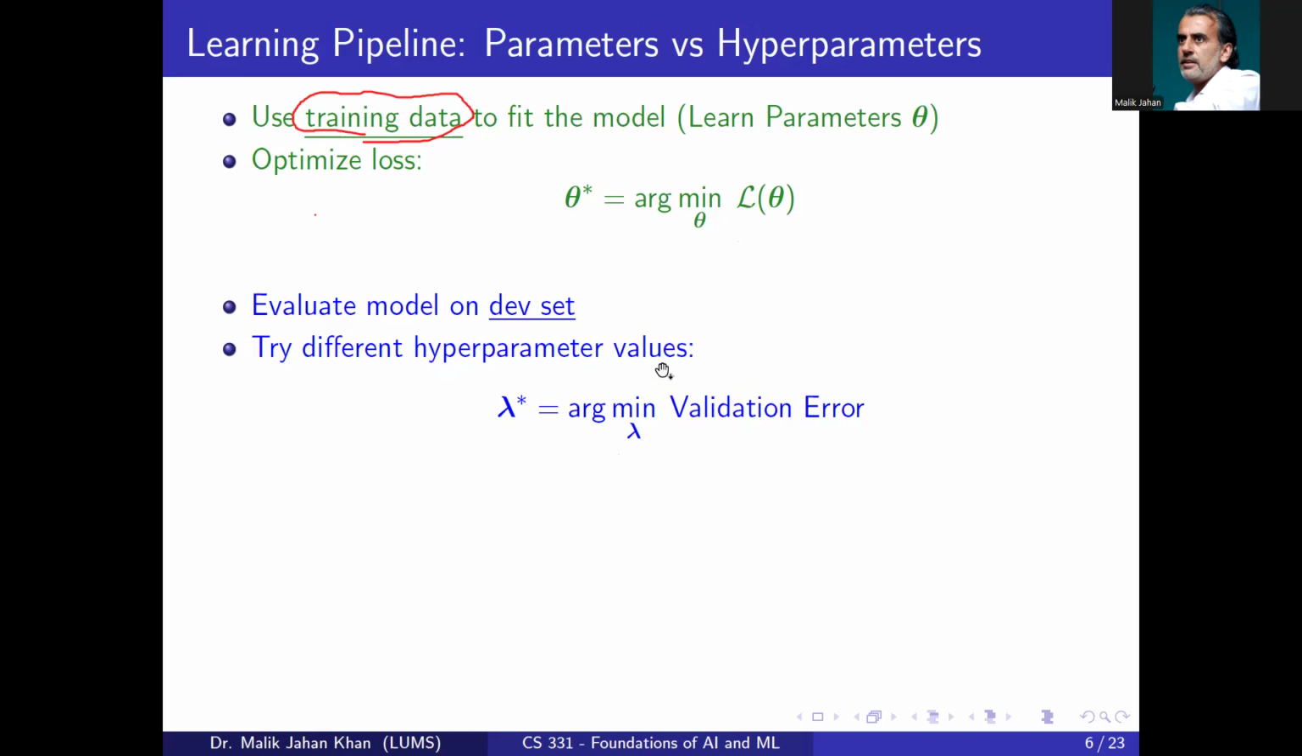What does this mean? This blue wala part is actually wrapping the green wala part. So for each iteration in the blue wala part, you will be running the green wala part. What does that mean? For each value of the hyperparameter, you will train the model and see how good it is on the dev set.